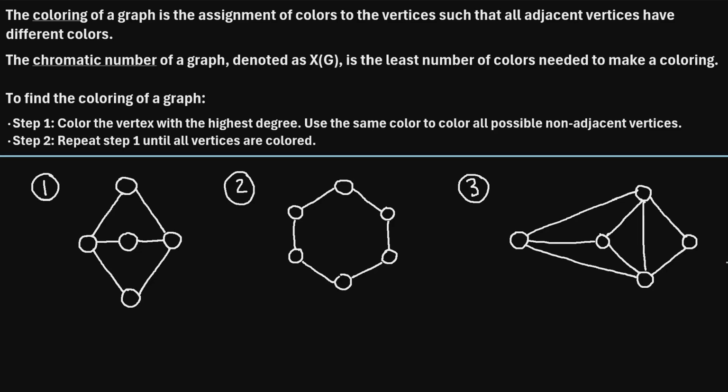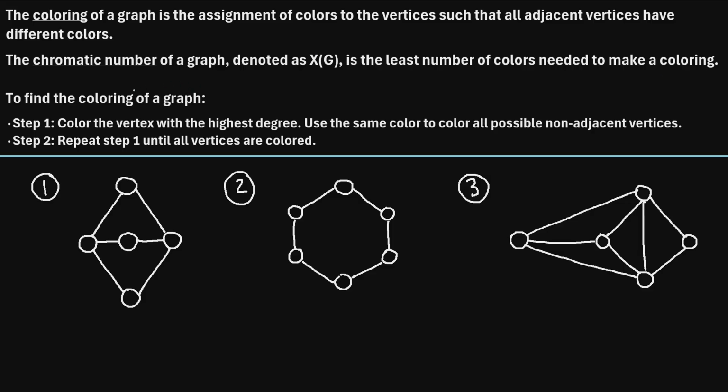In this video, I will explain the concept of the coloring of a graph in graph theory. So let's start with a couple quick definitions. We say that the coloring of a graph is the assignment of colors to the vertices such that all adjacent vertices have different colors. The chromatic number of a graph, denoted as chi of G, so this is the Greek letter chi, is the least number of colors needed to make a coloring.